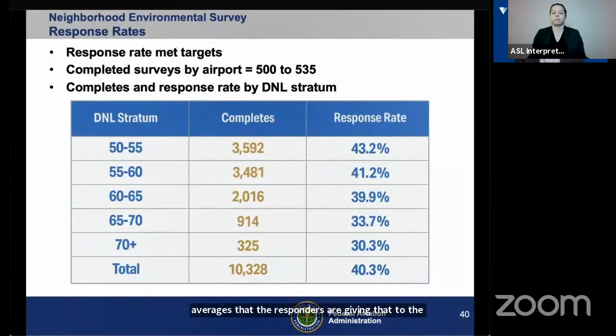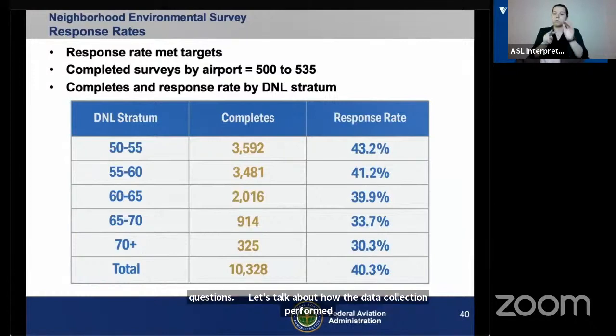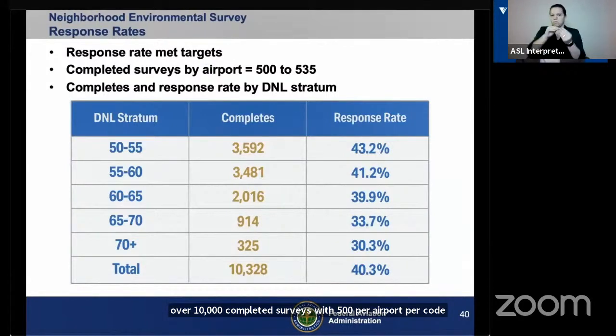Overall, our response rate was predicted at 40%, and we achieved just over 10,000 completed surveys with at least 500 per airport. This table shows the total number of survey responses within each of five bands of DNL, 50 to 55 decibels, 55 to 60 decibels, and so on.